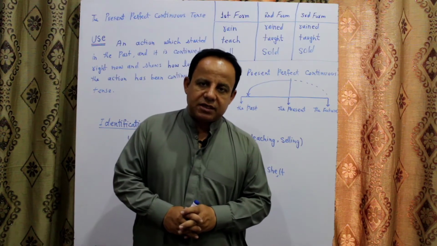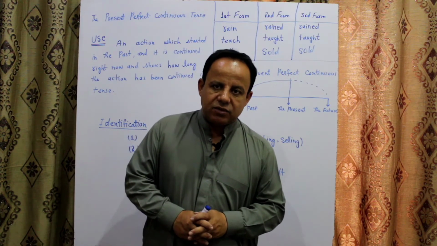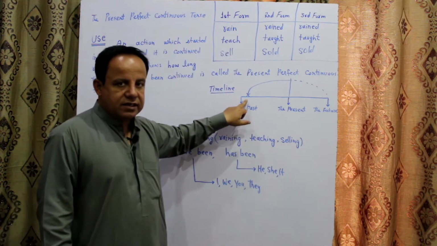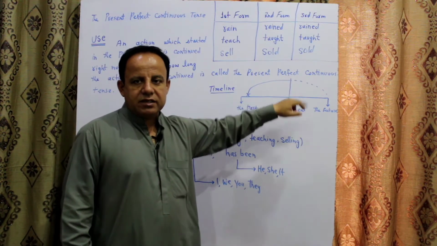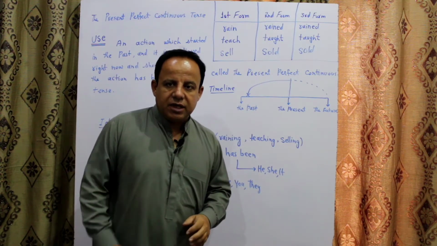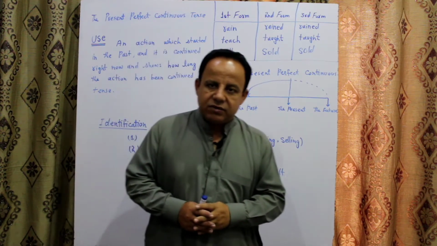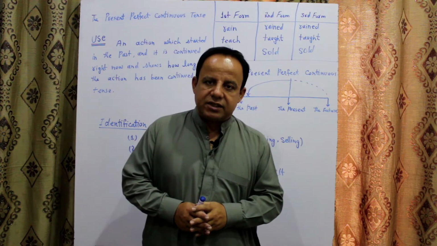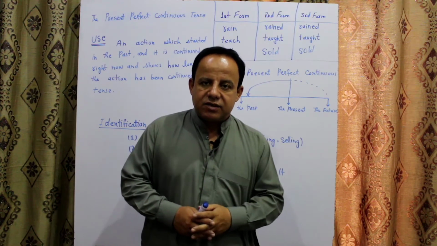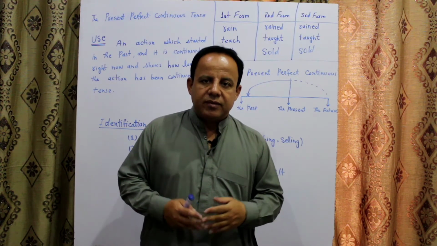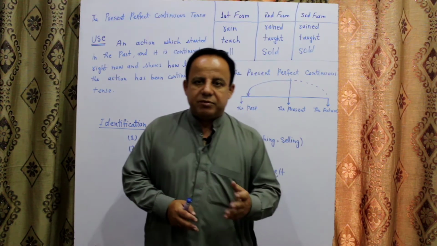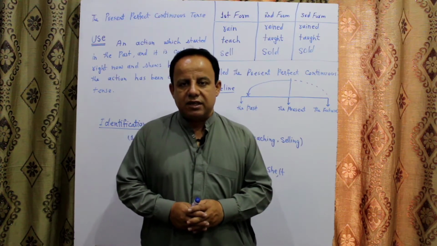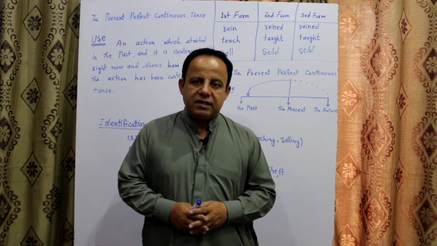Here we use the present perfect continuous tense. Let's go and see the timeline. The action started in the past. It is still continued. It may continue in future as well. But now the difference between the present continuous tense and the present perfect continuous tense is that in the continuous tense the action is going on. We don't talk about the duration or the length of the time, but in the present perfect continuous tense we talk about the duration or the length of the time.